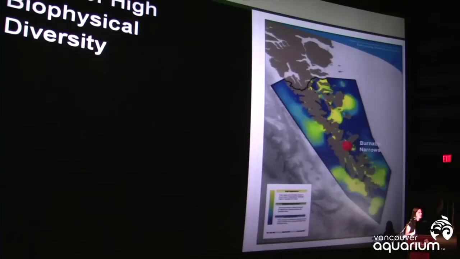So one of the types of areas that MarkSan highlights is areas of high biophysical diversity. And these are areas where a number of common and important ecosystem elements occur in the same area or in close proximity to each other. And these are sometimes called biophysical hotspots.